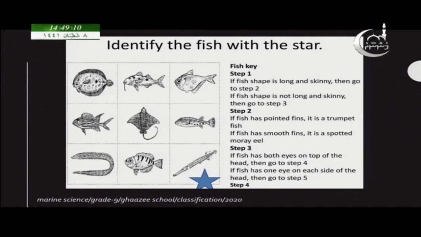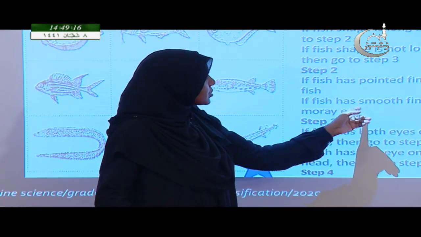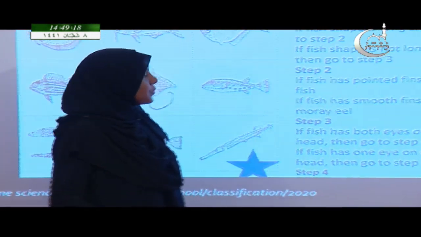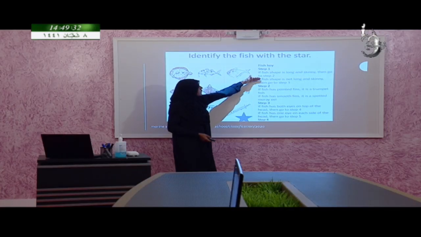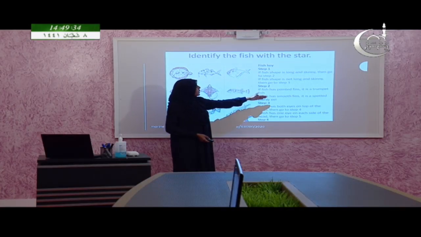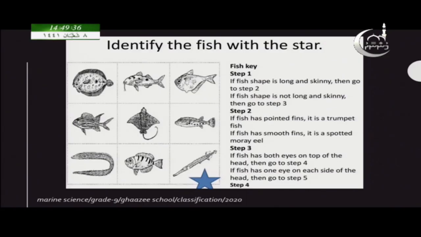So very easily you can identify. It is a trumpet fish, and the one which does not have the pointed fin, which has smooth fins, is the spotted moray eel. That is how you identify an organism, and then here again you need to start with step 1. The first part we have identified, then we go to the second part.